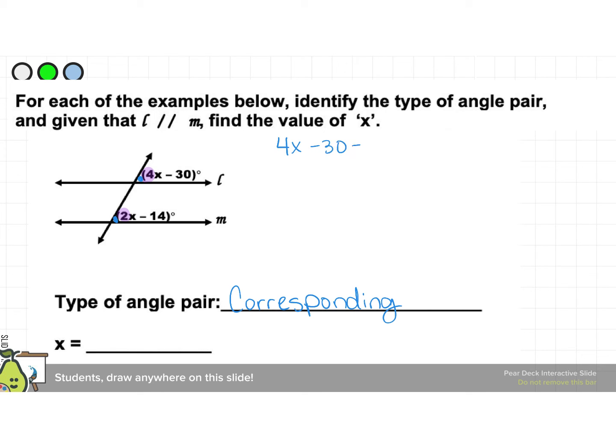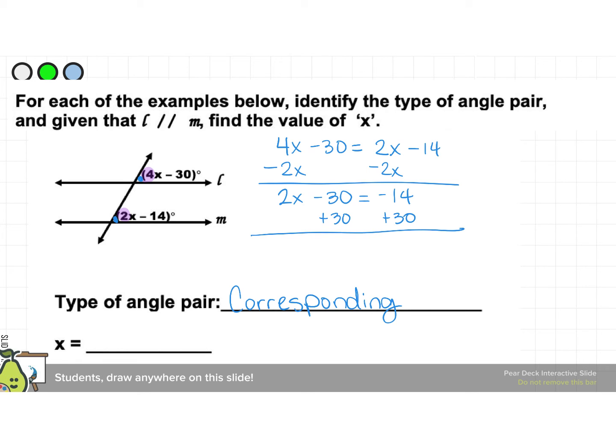So we set them equal to each other. And so now we're going to subtract 2x from each side. We get 2x minus 30 equals negative 14. Okay, our next step is to add 30 to each side. We get 2x equals 16, which means x equals 8. And in this problem, they asked us to find the value of x. And we found the value of x, so we are done with this problem.